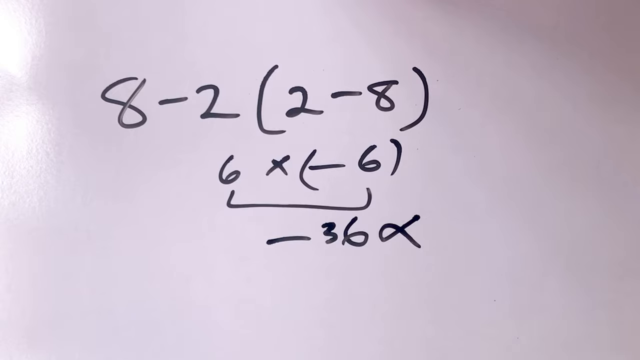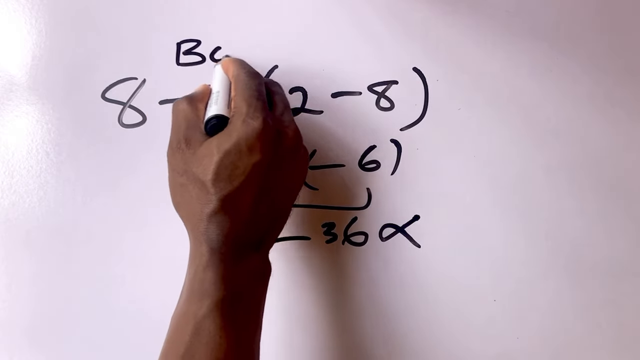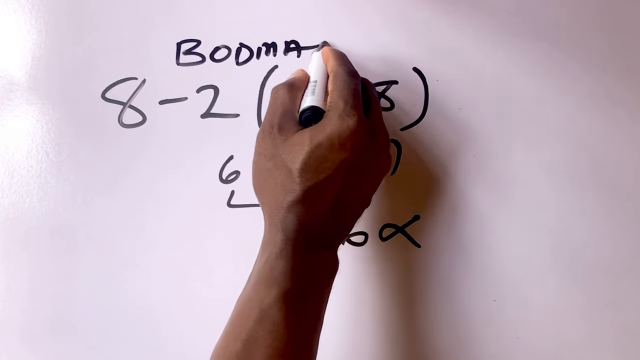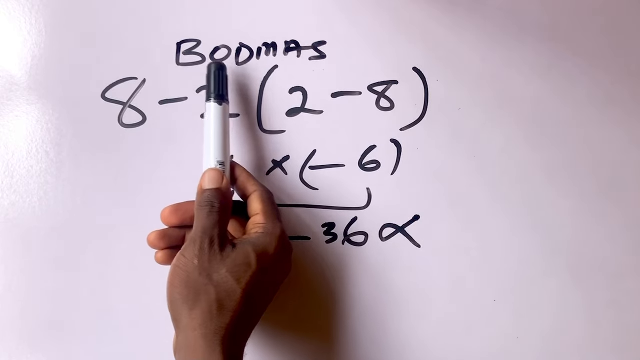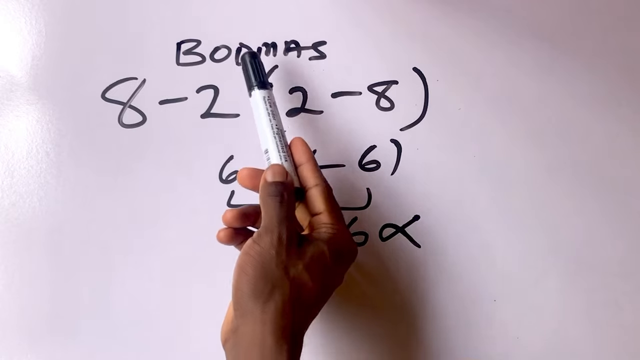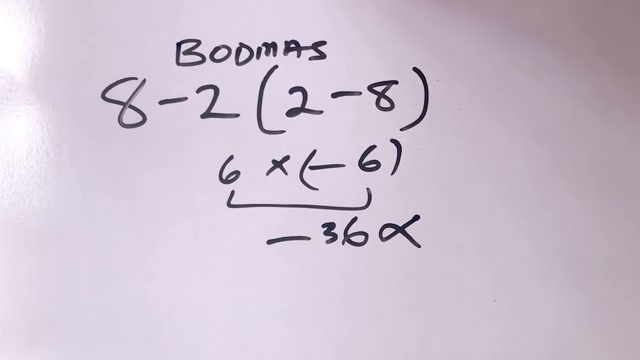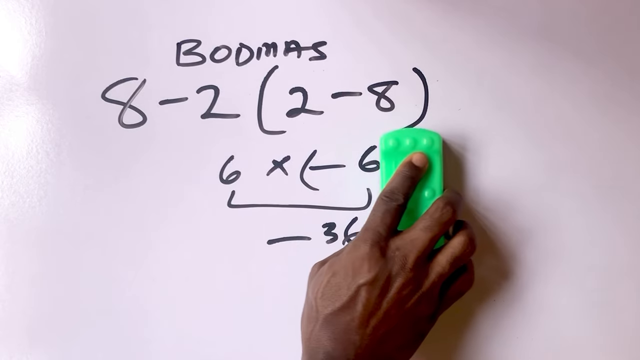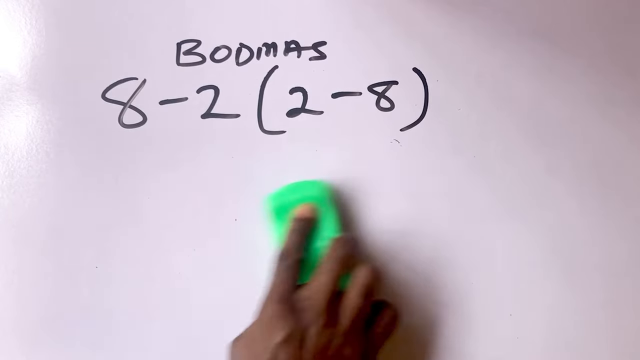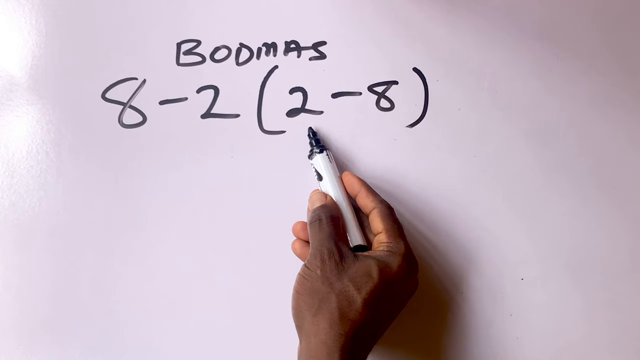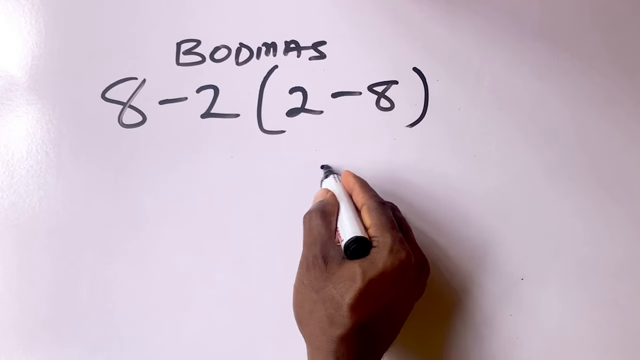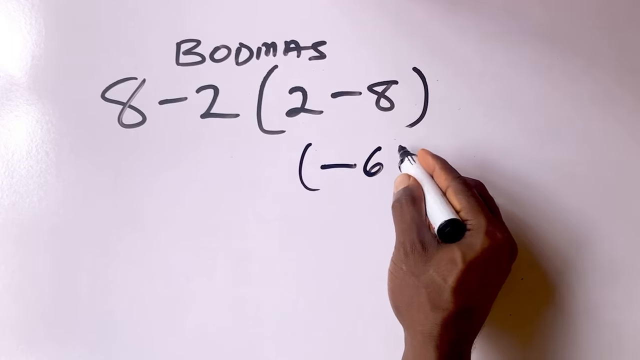According to order of operation, you have to first of all solve the bracket, followed by division, multiplication, addition, and subtraction. So let's go. So 2 minus 8 will give us minus 6.